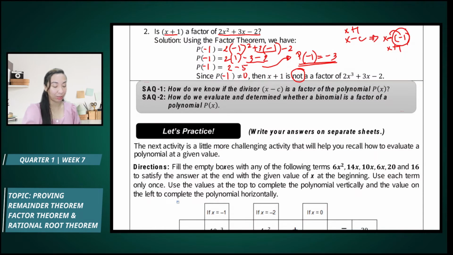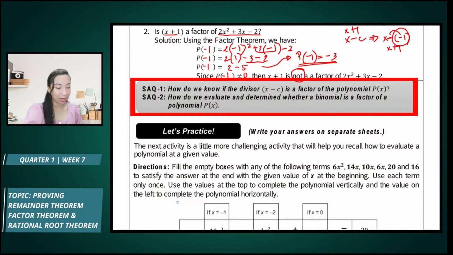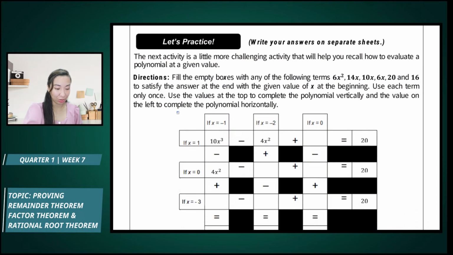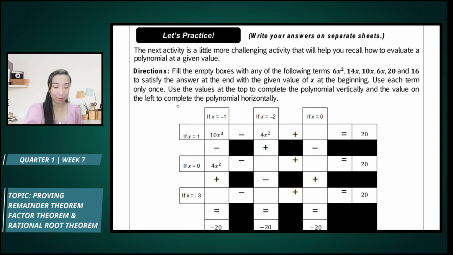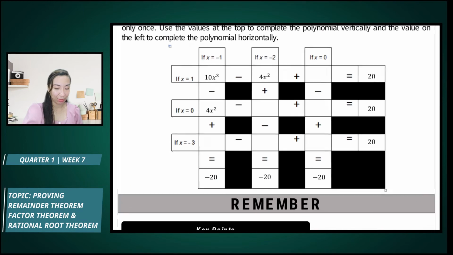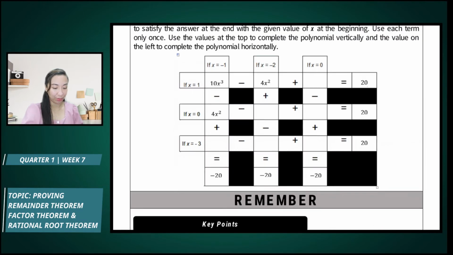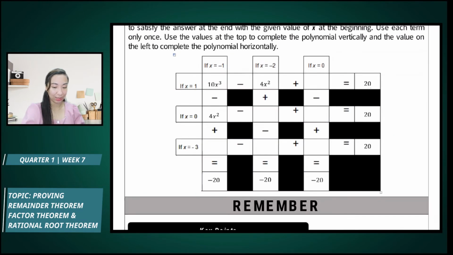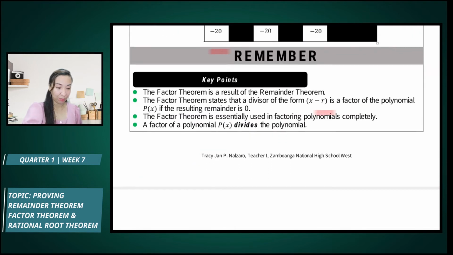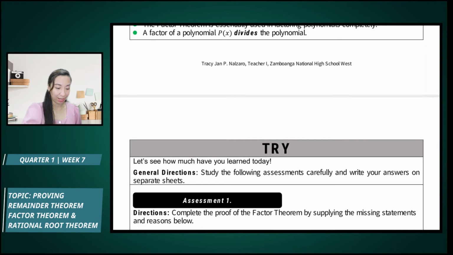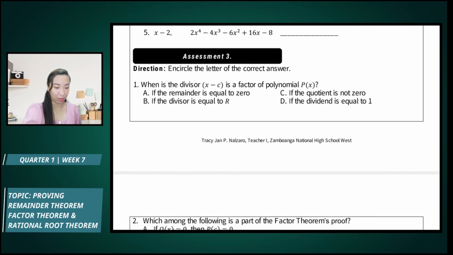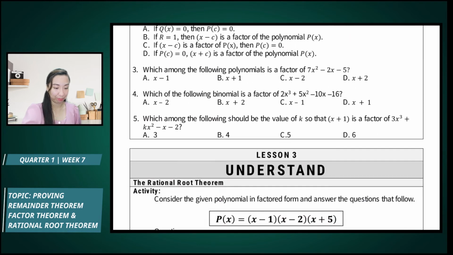So, you're going to answer SAQ question 1 and 2. And then for your activity, you're going to fill the empty boxes below. So you follow the instructions given on the separate sheet, of course. And then the key points, so you're going to remember this. And then, of course, answer the assessment. So 3 assessments for factor theorem.